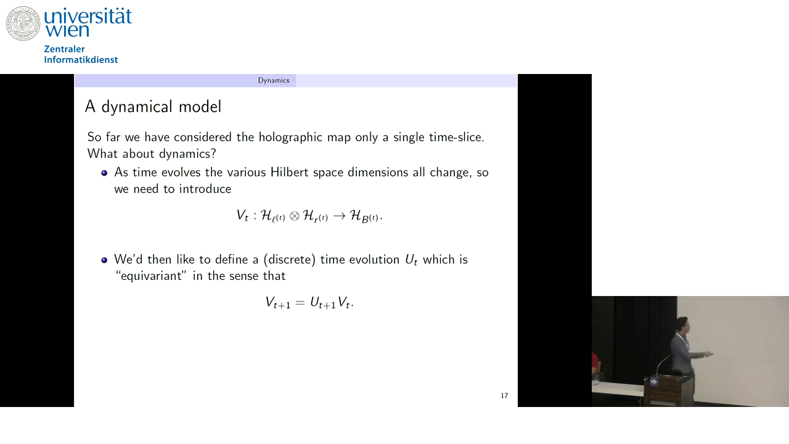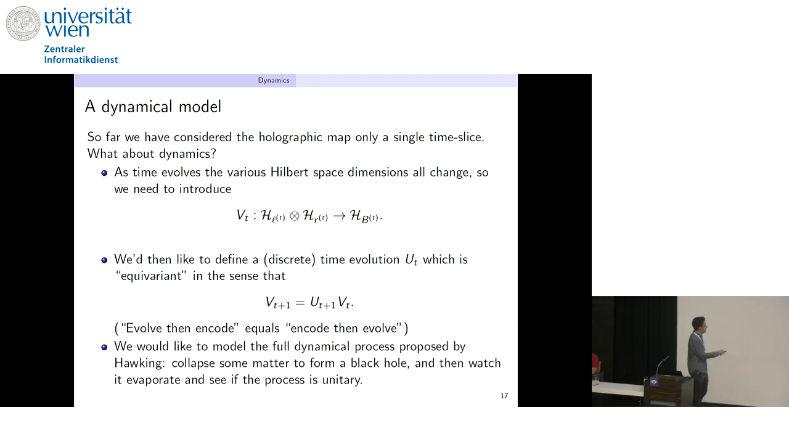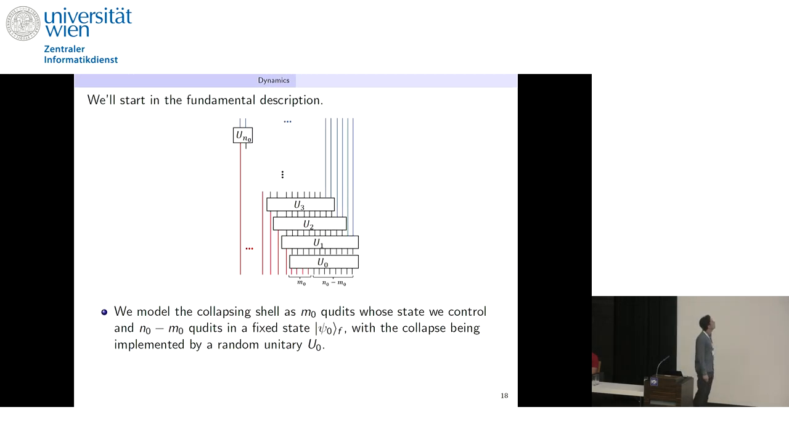And you want this to be equivariant in this sense, or if you like words, that evolving and then encoding is the same as encoding and then evolving, right? So that should be true if you understand how holography works in a dynamical setting. And we'd like to model the full dynamical process that Hawking proposed. We collapse some matter to form a black hole, then we watch it evaporate and see if the process is unitary. So let's start in the fundamental description.